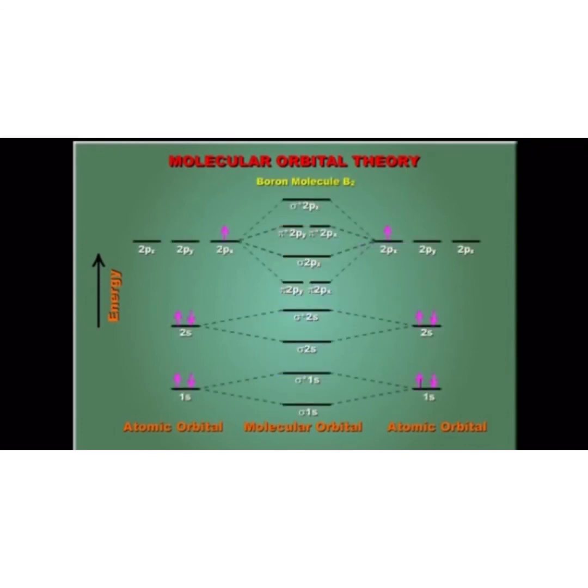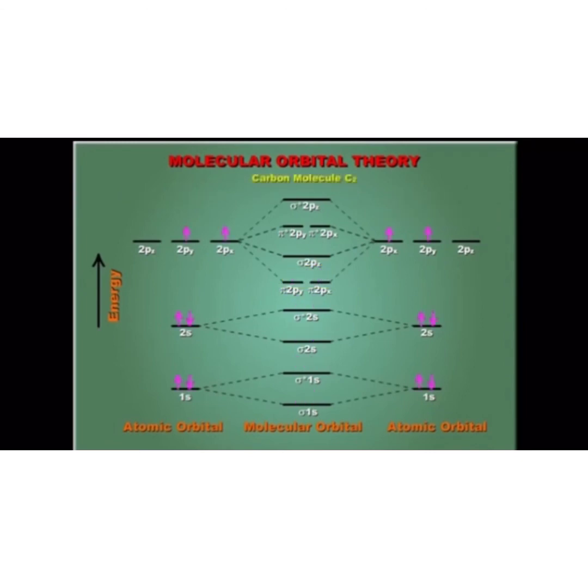For boron, which has atomic number 5, the filling up of molecular orbitals is like this. The bond order is 1. Due to the presence of unpaired electrons, it is paramagnetic and is attracted by a magnetic field.